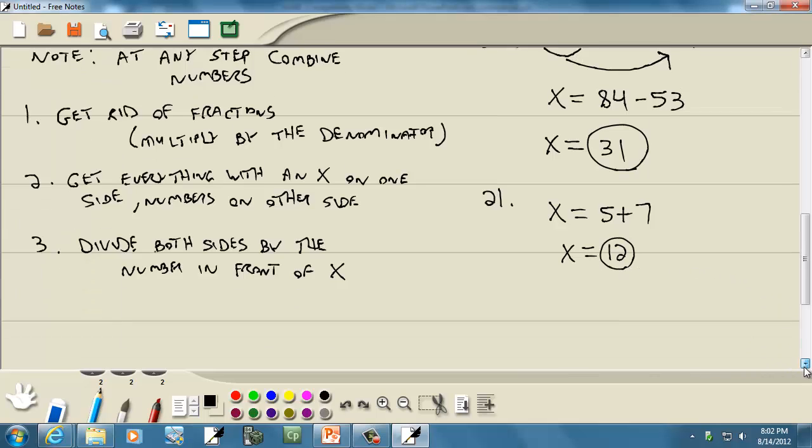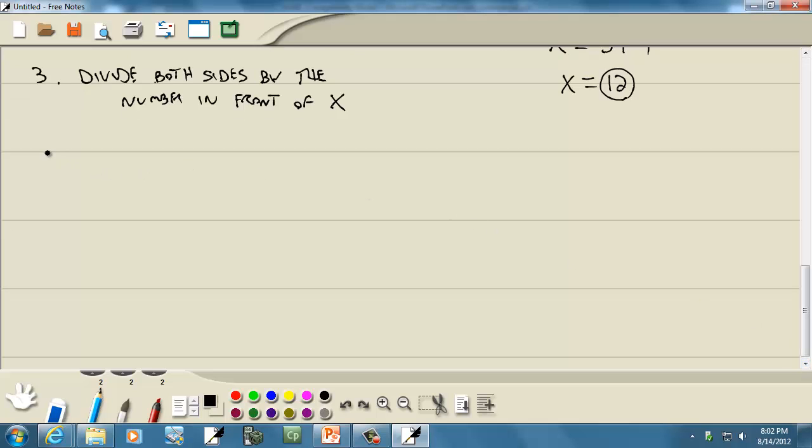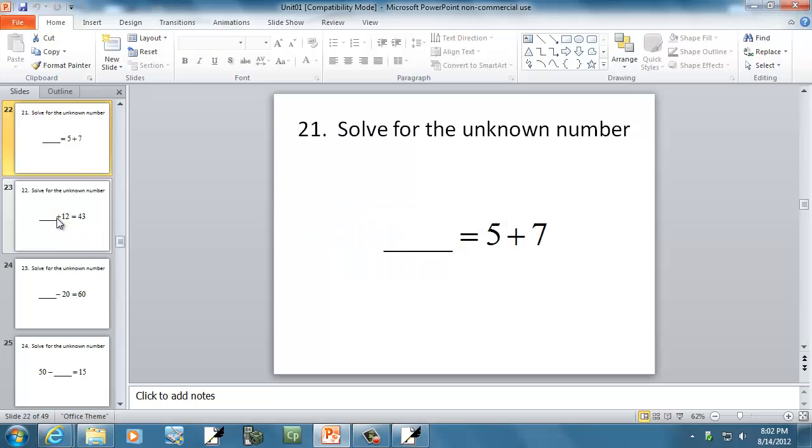Again, our goal is to get the X by itself. Now, some of you learned that differently, and that's fine. Whatever way you learn it, this is fine.